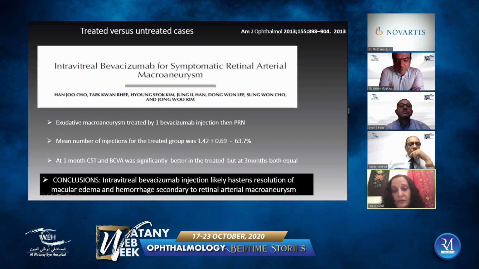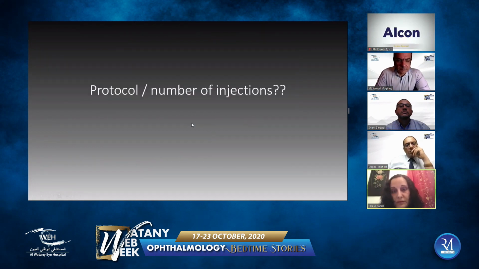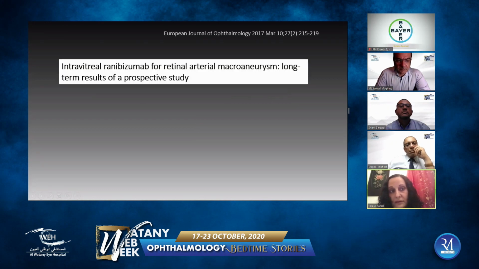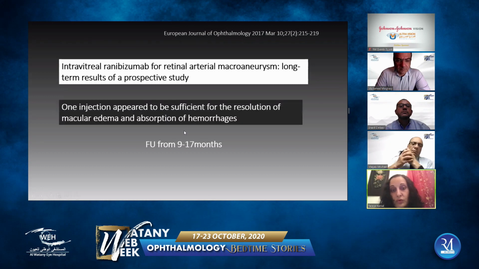And this was the conclusion they drew, and they said that bevacizumab can help hasten the resolution of macular edema and hemorrhage secondary to RAM. And the next part of the presentation would focus on the number of injections. There was a study that was used treating patients with RAM using intravitreal ranibizumab, and actually they mentioned that most patients would do quite well with just one injection to clear the macular edema and hemorrhage over a follow-up period of 7 months. So let me direct a question to the panel.